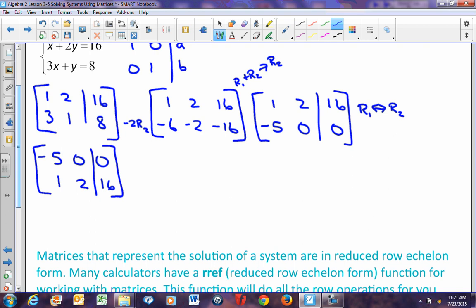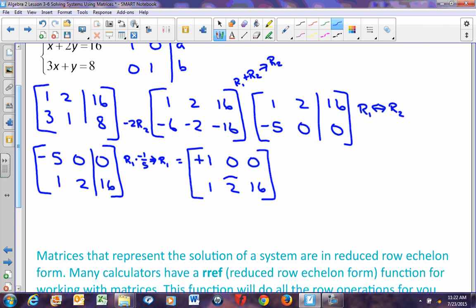Now I'm going to take row 1 and multiply it by negative 1/5, or divide it by negative 5, same thing. Okay, so row 1 multiplied by negative 1/5 to give me a new row 1. So that's going to be negative 1, 0, 0, and here I've got 1, 2, 16. Okay, so I have a negative 1. I need a positive 1. So, well, actually, no, I divided by negative 1 here, so that makes it a positive 1. I messed up that. So negative divided by negative, or negative times a negative is a positive. So I have 1, 0, 0, 1, 2, 16.